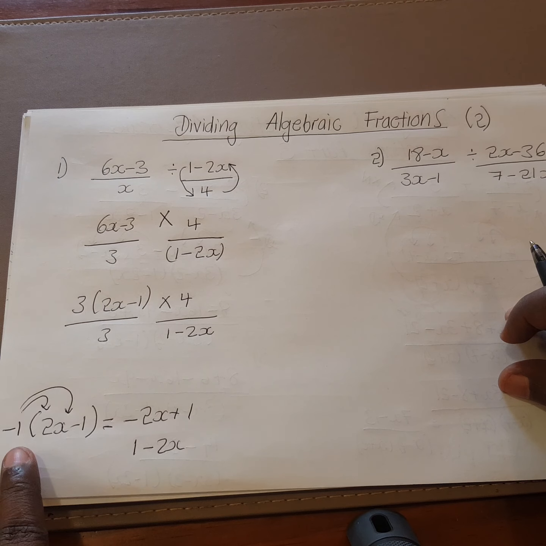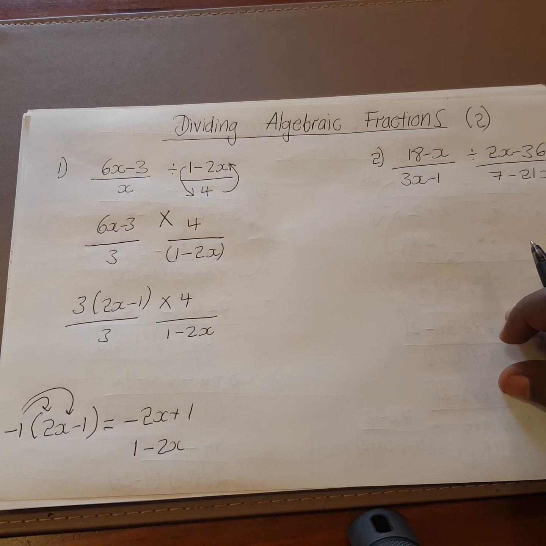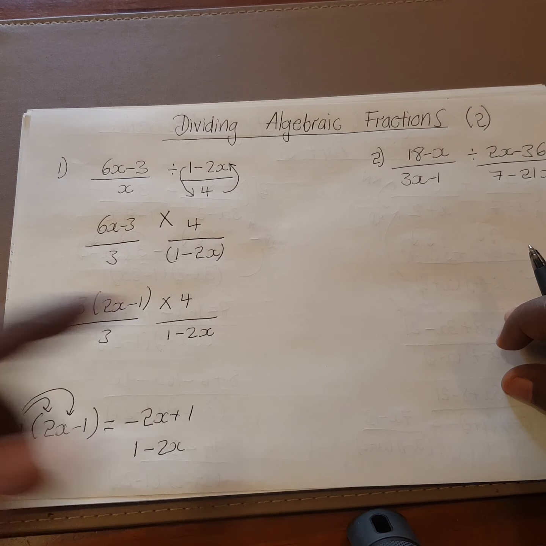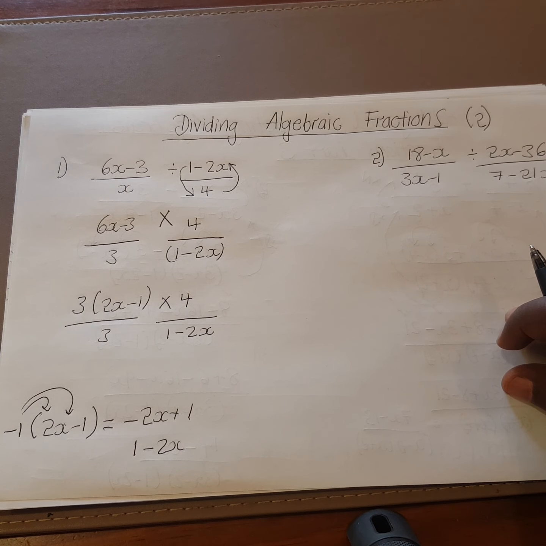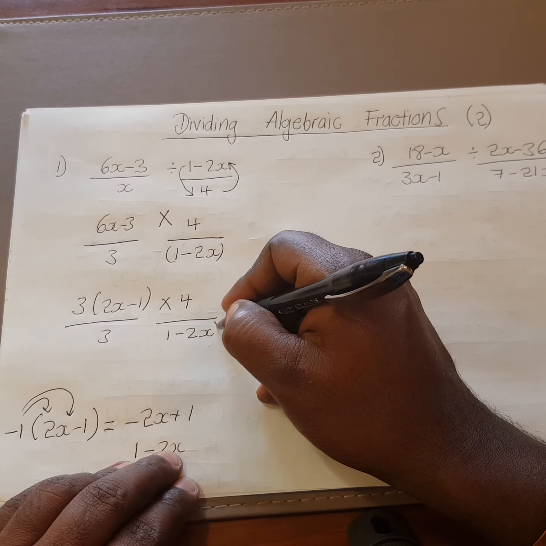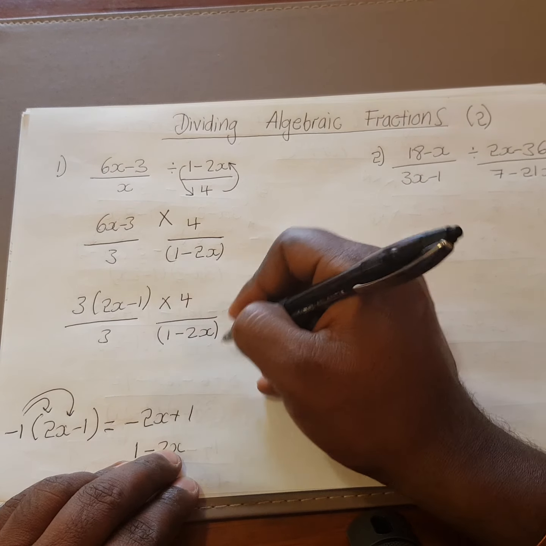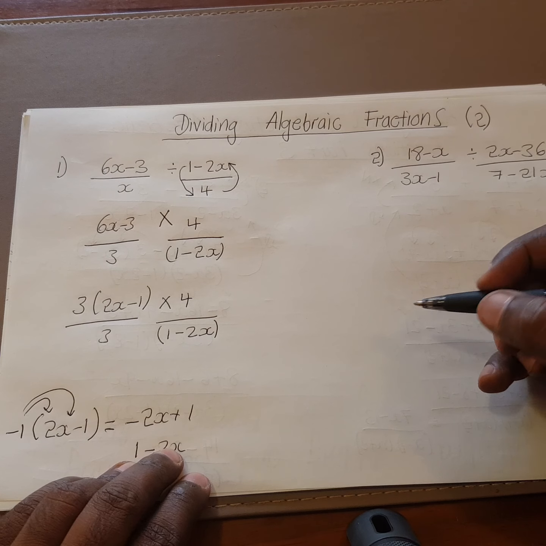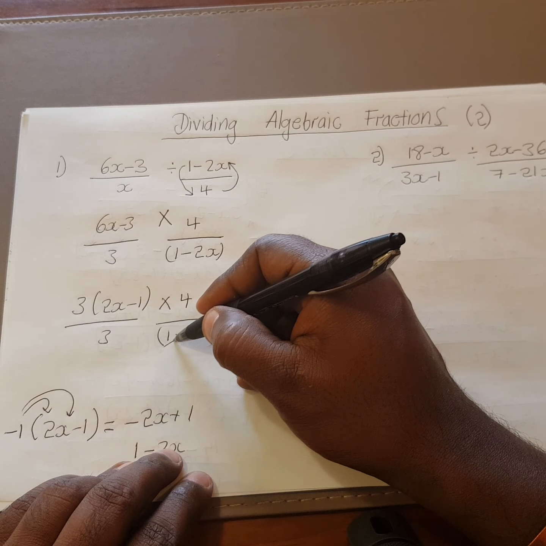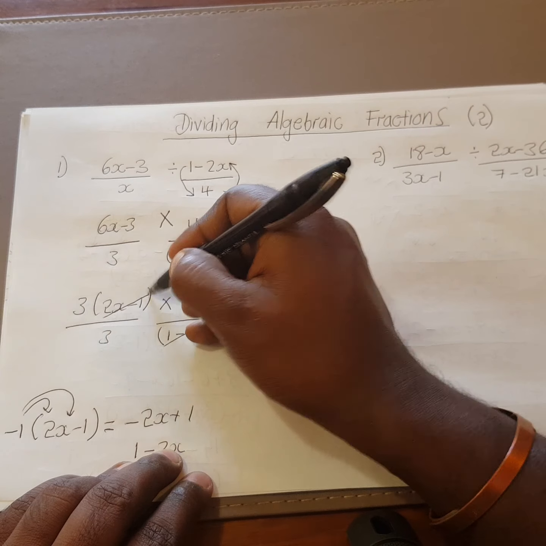So negative 1 times 2x becomes negative 2x, and negative 1 times negative 1 becomes positive 1, and you're going to get 1 minus 2x. So literally, what is that one thing you need to do to change that to that negative 1? All right. So all you need to do is, obviously, just to show that they're expressions, I like to put them in brackets. I like to just simply cancel this and cancel this.